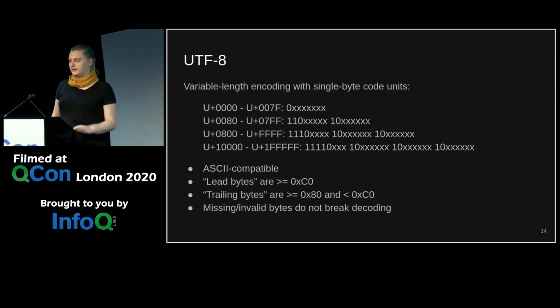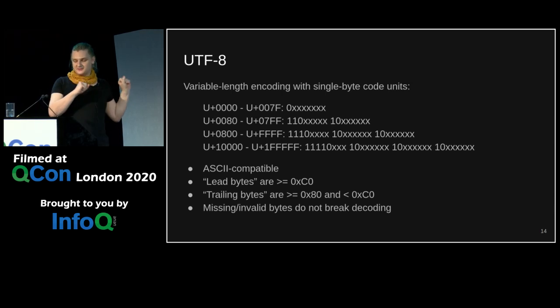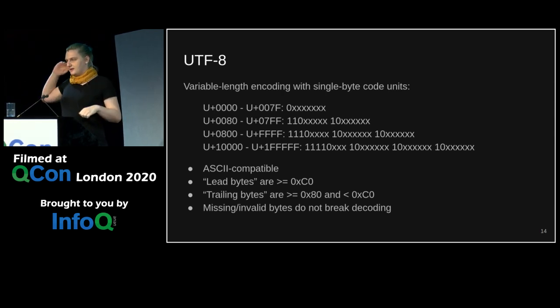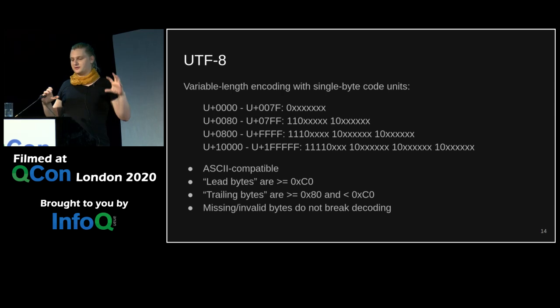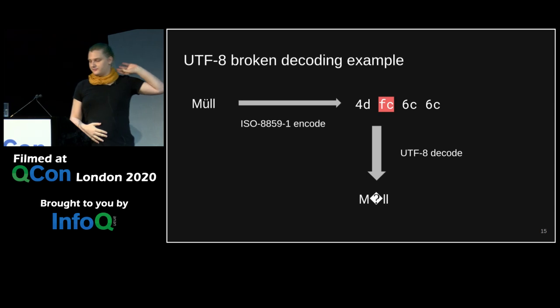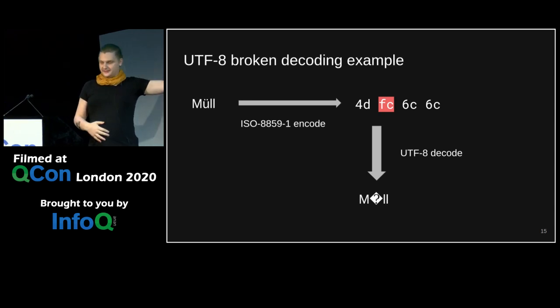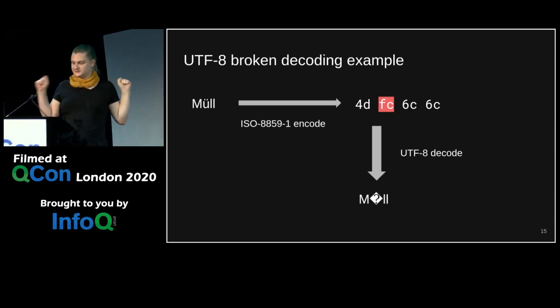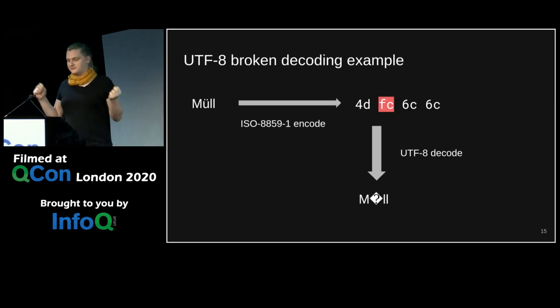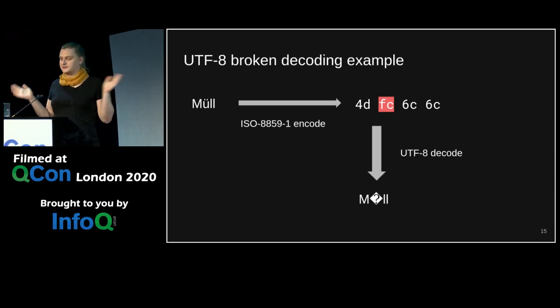And it's also a nice property of the scheme that if there is something broken, some invalid byte in there when you decode it, that won't break decoding of the rest of the string. So for example, if we encode a string using Latin 1, again, this million string, and then we decode it as UTF-8, this FC is not a valid byte in UTF-8. Never, ever it is.